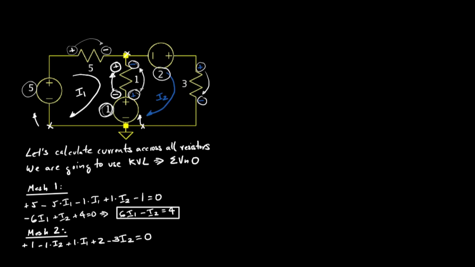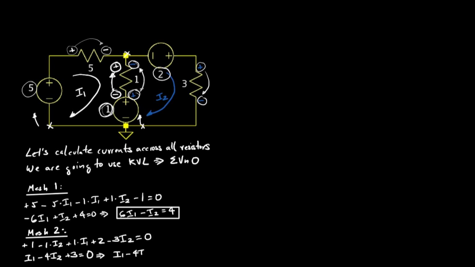And going this way, in the previous case it was a voltage drop, now I find a voltage rise due to current I2, because the way I'm going around the left mesh, I'm going from the negative blue mark to the positive blue mark. So I find a voltage rise. So I write it as positive, plus 1 times I2.